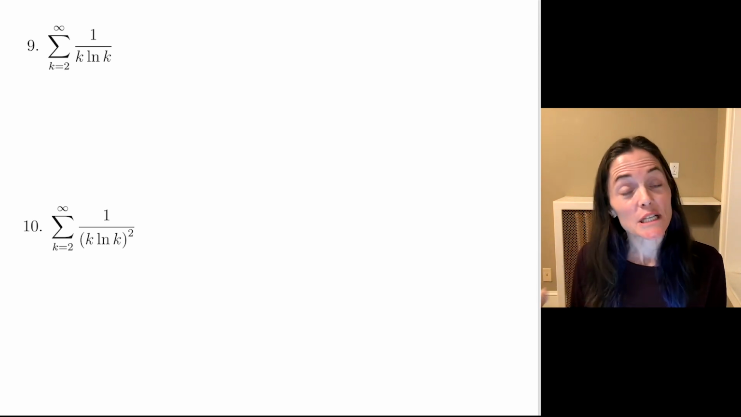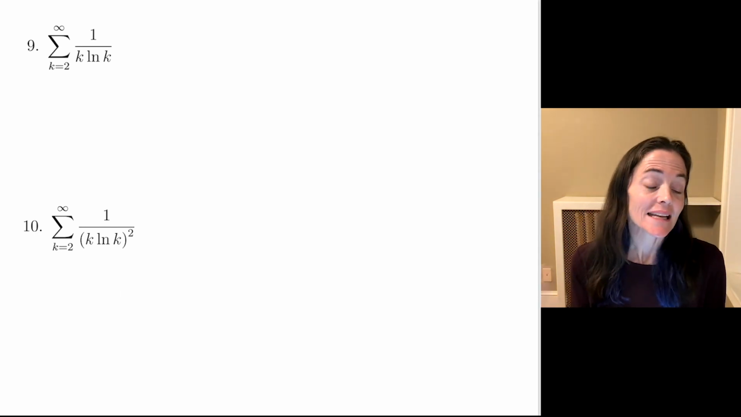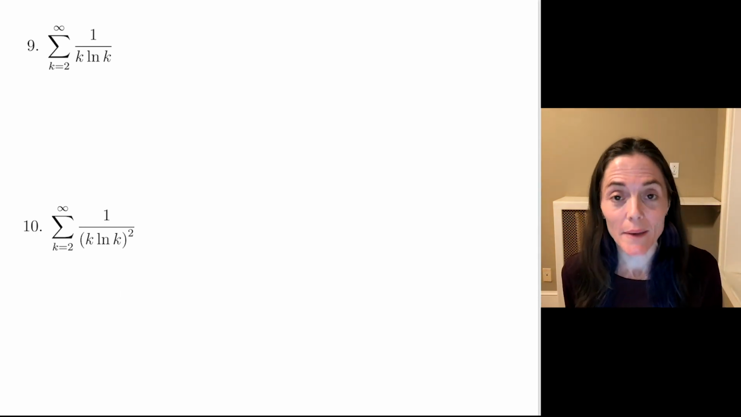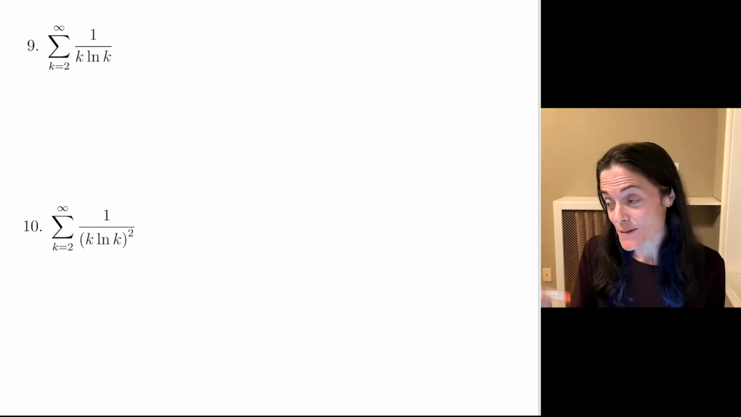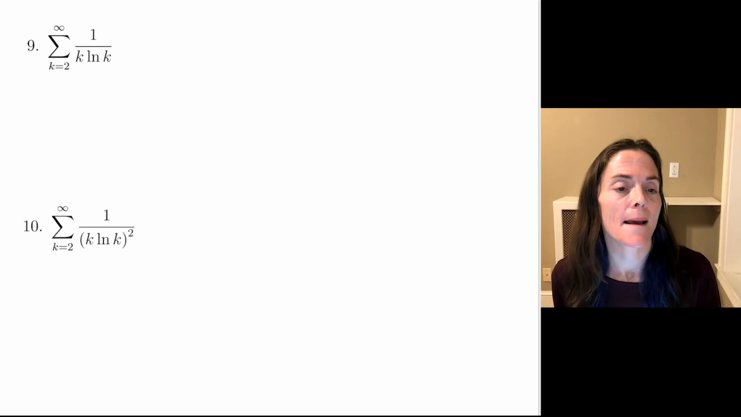You might think you want to just jump in with a ratio test. I'm telling you now, it will be inconclusive. You should try it. In fact, 9 and 10 both. The ratio test will be inconclusive. If you take the absolute value of a_{k+1} over a_k, then you take a limit, you will get 1.